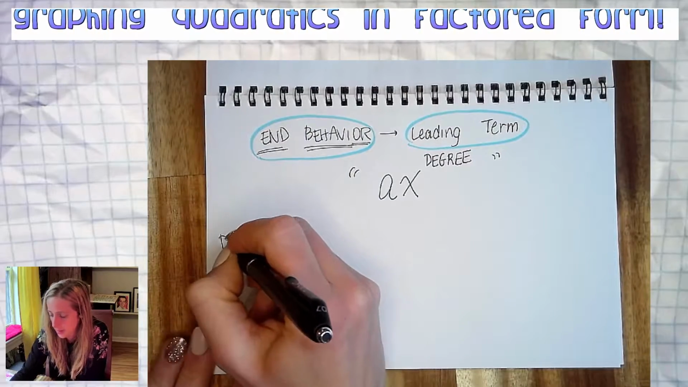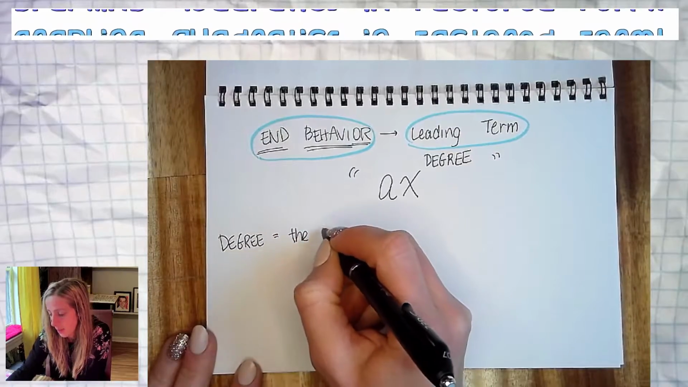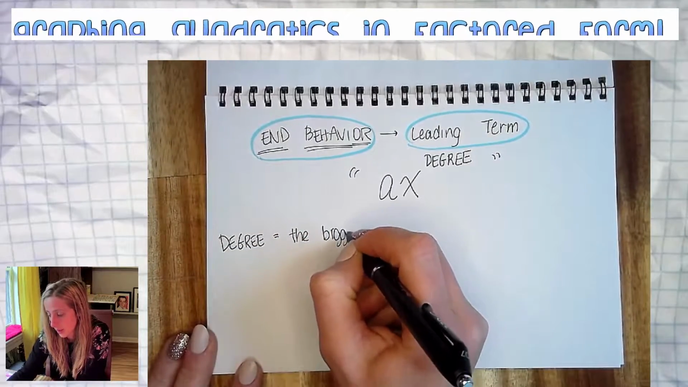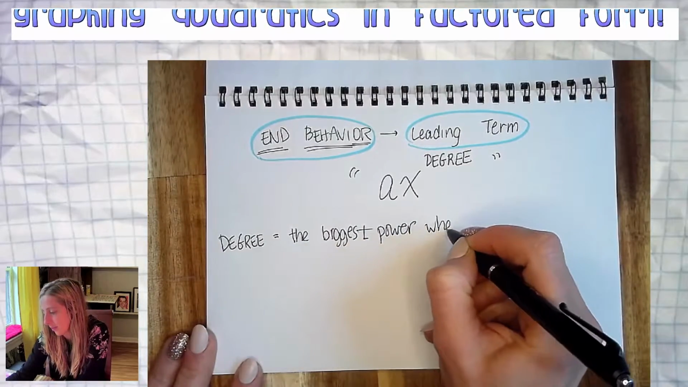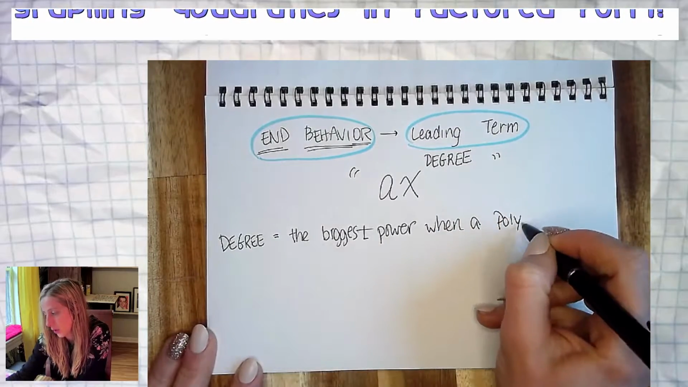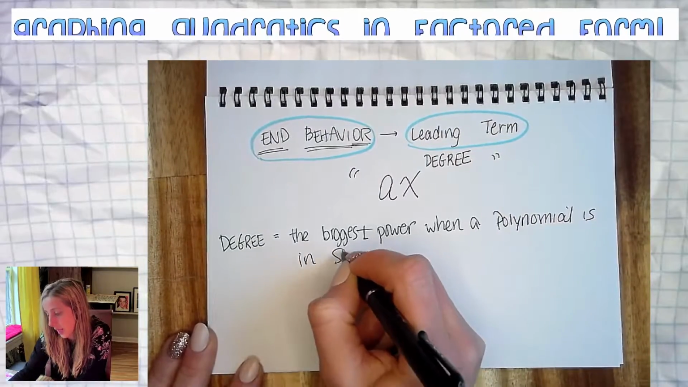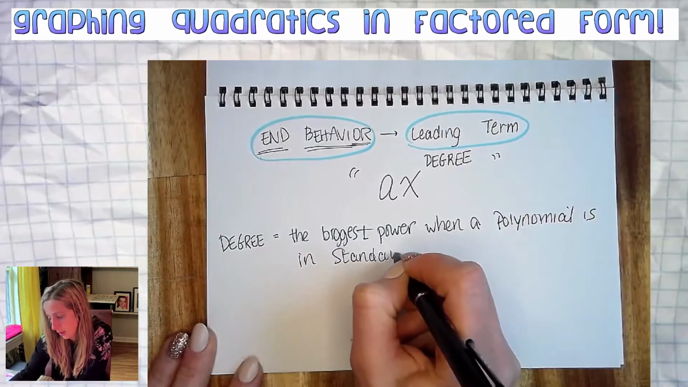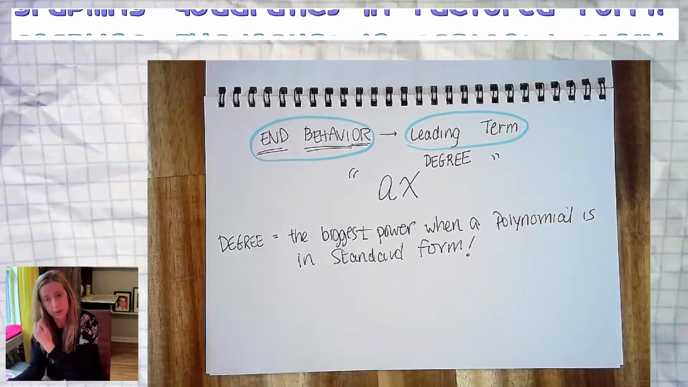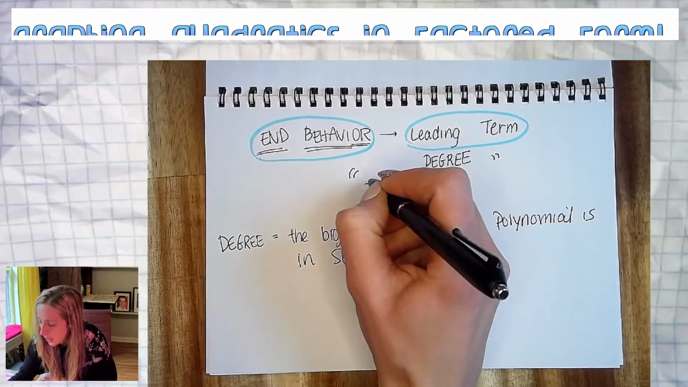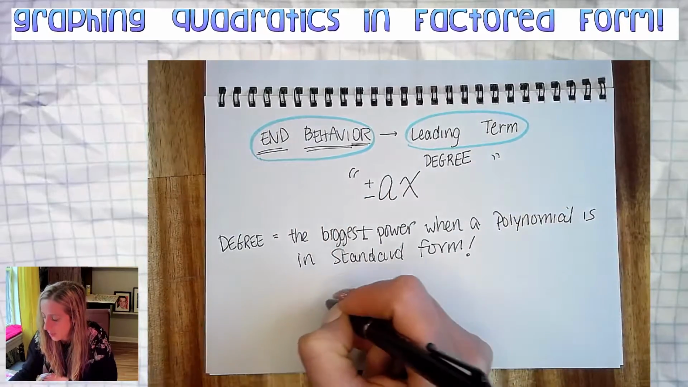So let's write that down because that is one spot people mess up. Degree, the biggest power when a polynomial, this matters, is in standard form. It's the biggest power. Okay, so A out front could be positive or the A out front could be negative. So I'm going to make a little chart.